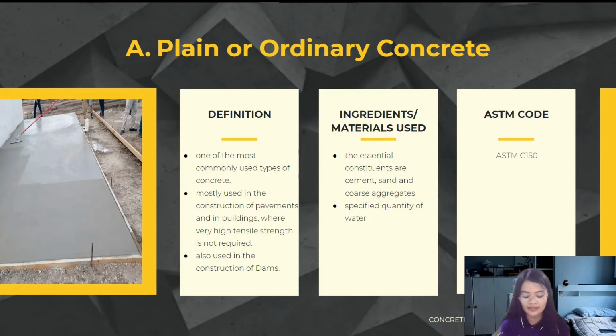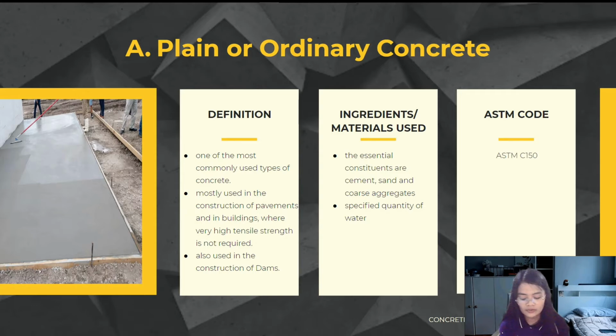First is the plain and ordinary concrete. This type of concrete is one of the most commonly used concrete in construction. This uses the common ratio of the mixed design, which is the 1:2:4 ratio with its component of cement, sand, and aggregates plus a specified quantity of water.